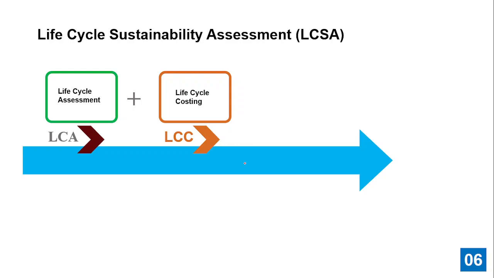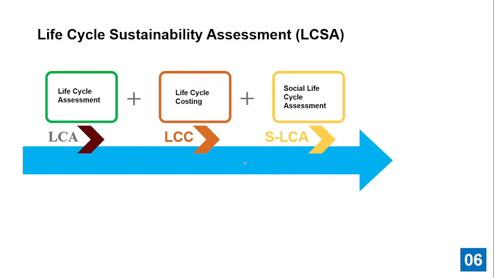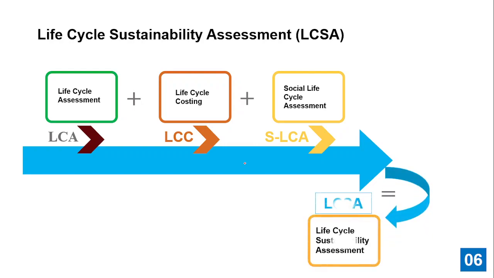So life cycle costing is the second dimension of life cycle sustainability assessment, that we must conduct the life cycle costing research and assessment as well. And the third one is social life cycle assessment. When we are doing a life cycle sustainability assessment, we must consider the social aspect as well. And thirdly, the combination of all assessments comes to life cycle sustainability assessment.